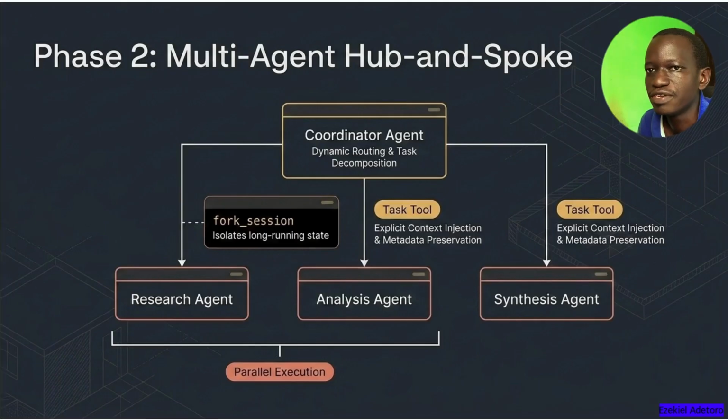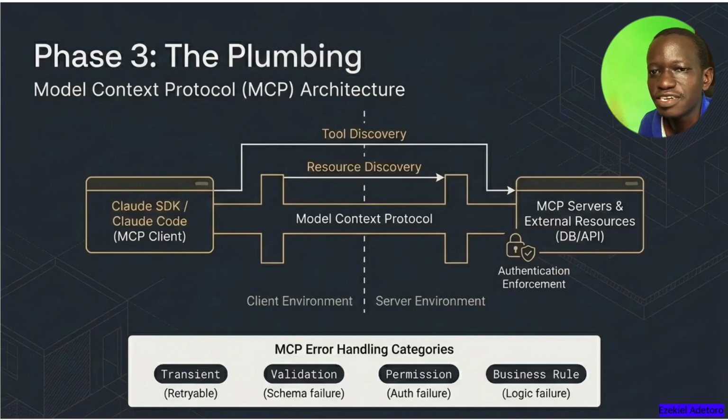Then also in phase 2, we look at multi-agents, hub and spoke. We look mainly at the hub and the spoke. We look at the coordinator, and every other agent: task agents, tool agents. And in phase 3, we look at the Model Context Protocol architecture. So we look at tool discovery, resource discovery, how to handle MCP errors, the transient, validation, and business rule errors.